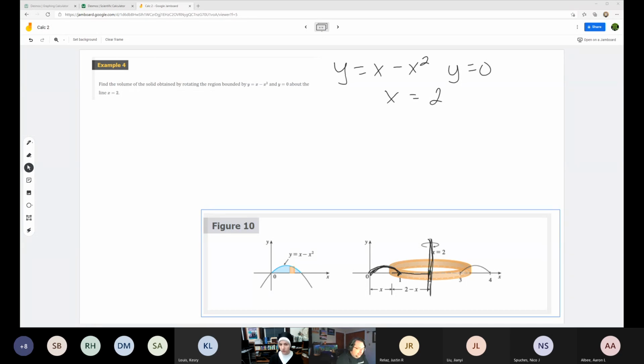Okay. So when we're rotating it, especially when we're shifting it off the axis, that's when your radius is going to change. That's where you have to look at that part too. The height probably is not going to change as much, but if you were shifting it up and down, then your height will actually change a little bit. So in this case, my radius is 2 minus x, and my height is my function, the x minus x squared.